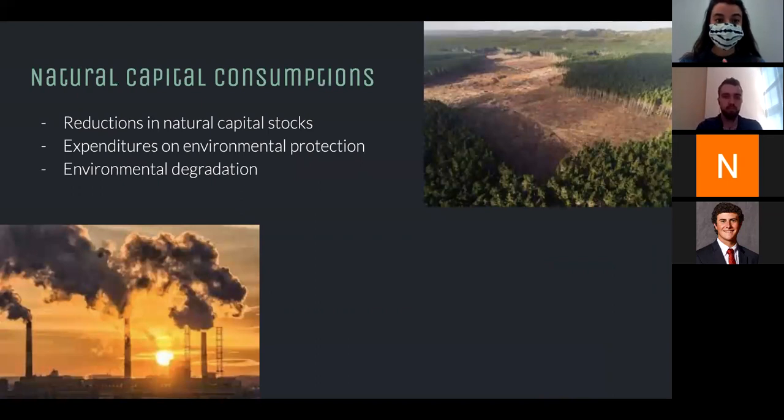The different types of natural capital consumptions are reductions in natural capital stock, expenditures on environmental protection, and environmental degradation. Some examples of reductions in natural capital stock are reductions in oil fields or a depletion of timber in a forest. Expenditures on environmental protections consist of air and water pollution control, as well as prevention. Environmental degradation is a measure on the losses of the ecosystem services flows.